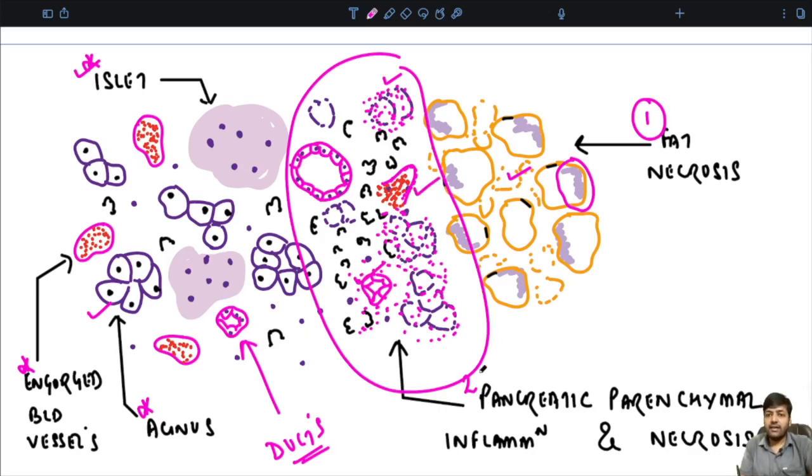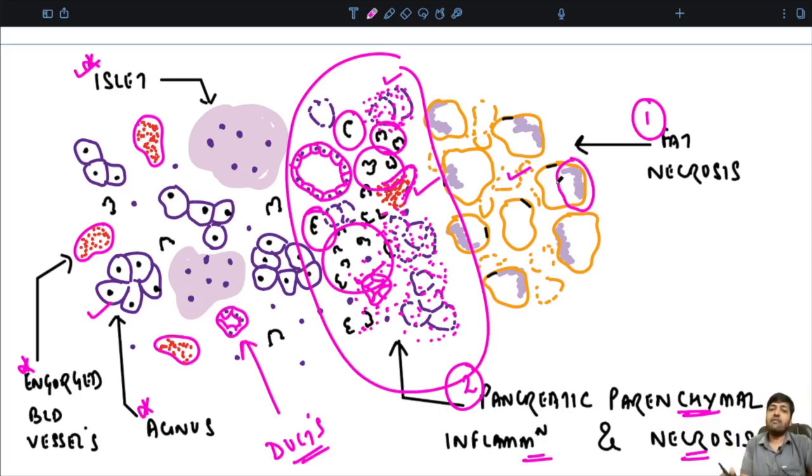So there is a characteristic pancreatic parenchymal inflammation and necrosis. Necrosis of the acinar cells, necrosis of the ducts is there. To some extent necrosis of the pancreatic islets is there, and very important, you can see the presence of acute inflammatory cells. You can see an excessive amount of neutrophils over here. So these are the most important features.